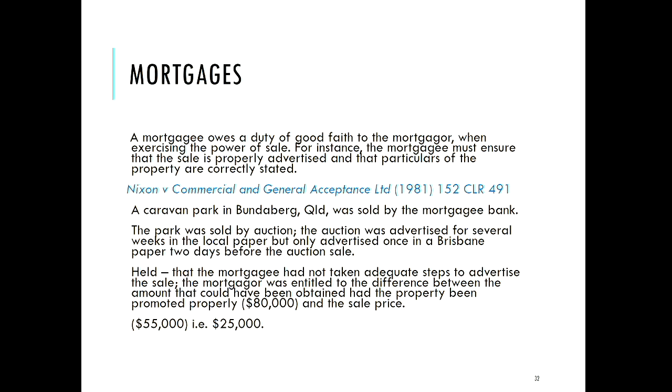So Mr. Nixon brought a case against the bank, and the court found in his favour and said that the bank had not taken adequate steps to advertise the sale. Therefore, Mr. Nixon was entitled to the difference between what he could have got if it had been advertised properly, which is another $25,000. So that was the remedy that was granted.